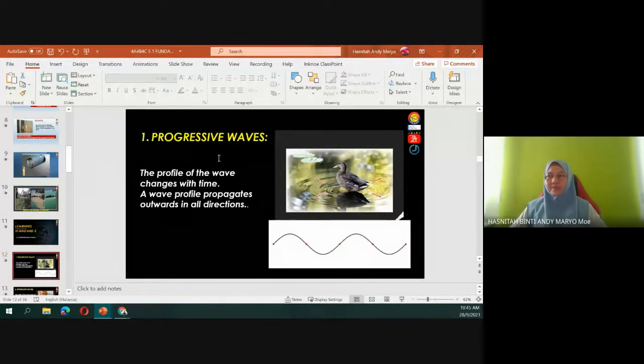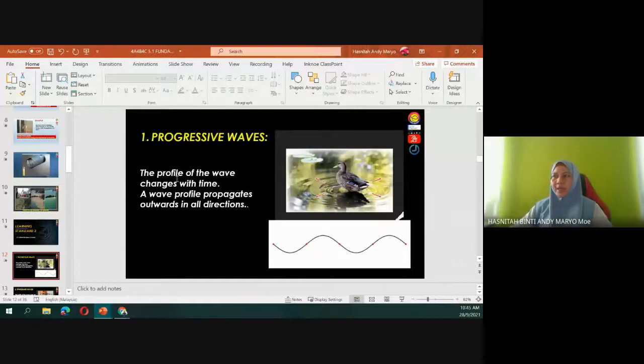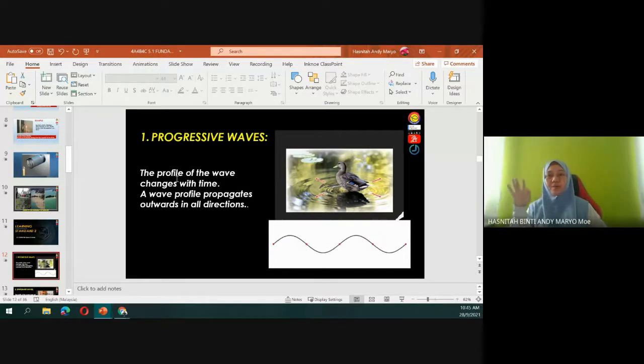Progressive wave refers to a wave where the profile changes with time. Profile means the looks of the wave change with time. And it propagates outwards in all directions, as you can see from the diagram above. At the center is the source producing the wave, so it propagates outwards in all directions. So you can write the definition for progressive wave: the profile of wave changes with time.